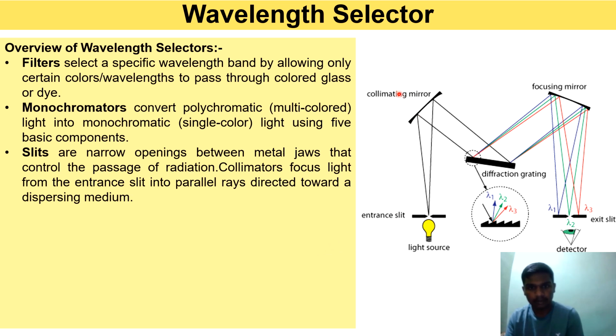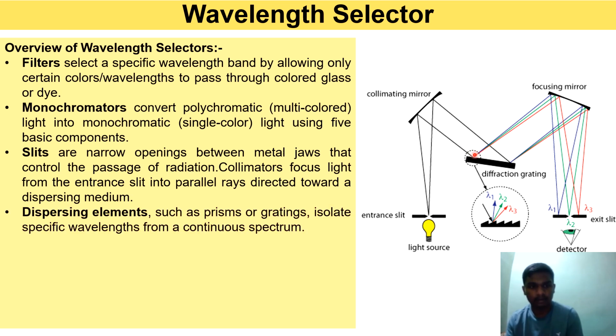The collimators. Further, these collimators focus light from the entrance. Whatever the light is passing through, it focuses into parallel rays. Look, these are the parallel rays focused by the collimators directed towards a dispersing medium.